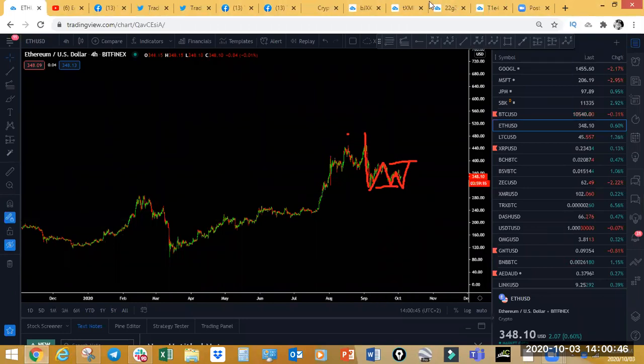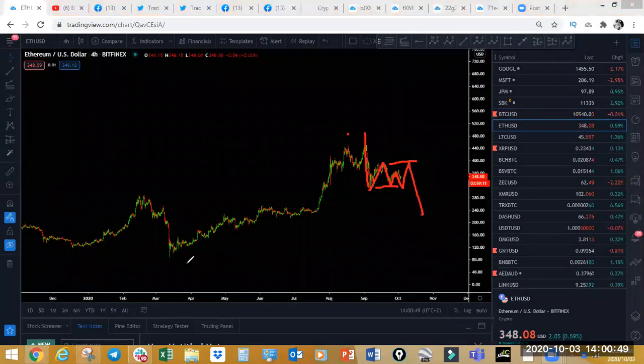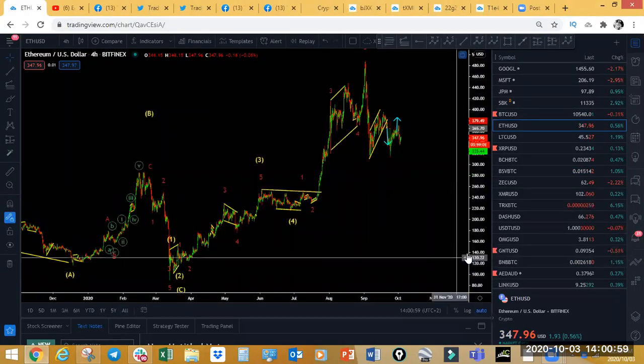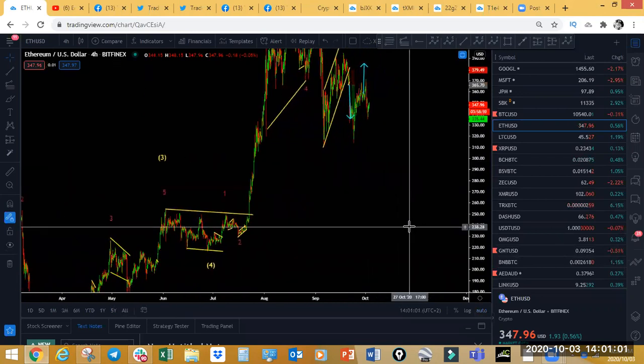So that is the structure on Ethereum. We could be getting something like this. That is that move up to wave 5 here, and we are pulling back in 3 waves like that. That is Ethereum. Okay, so the next immediate move here on Ethereum is to look for downside. Let's have a look here.